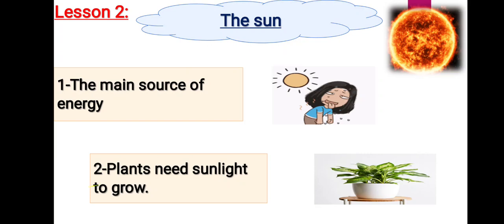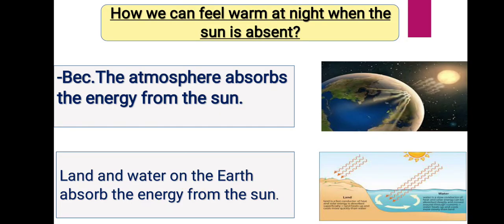Okay, and we know that at night the sun becomes not visible, right? But we can feel warm at night. Why can we feel warm at night? Because number one, the atmosphere. The atmosphere, or the air around us, absorbs thermal energy from the sun in the morning. And when the night comes, the atmosphere gives us the thermal energy that it took from the sun in the morning.